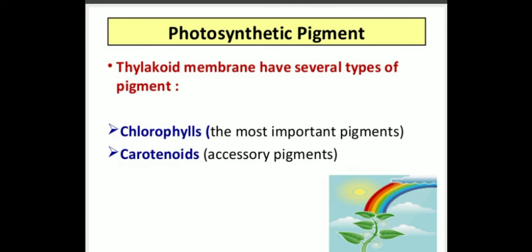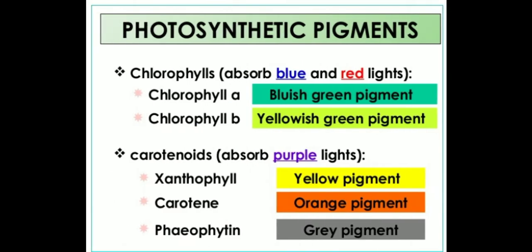The chlorophylls are the most important necessary pigment, while carotenoids are supporting or accessory pigments. The chlorophyll A absorbs blue and red light, while carotenoid absorbs purple colored lights.